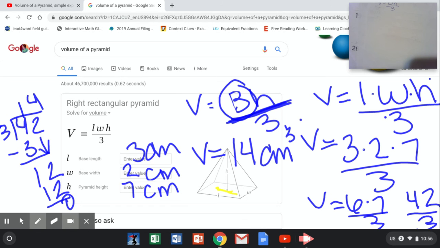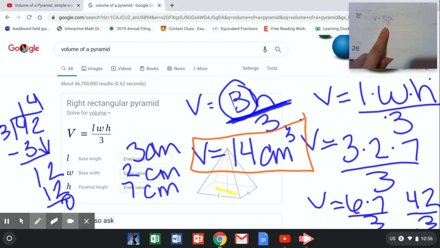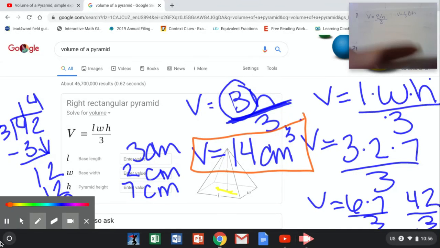Okay, so this right here is my answer for that pyramid. So again, it really matters what your base is, okay? So we went ahead and wrote the formula like this. You're going to see it on your chart as this right here. In this case, we're working with rectangular pyramids, so the bottom is a rectangle.